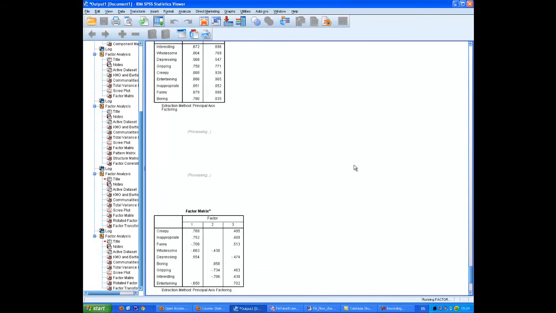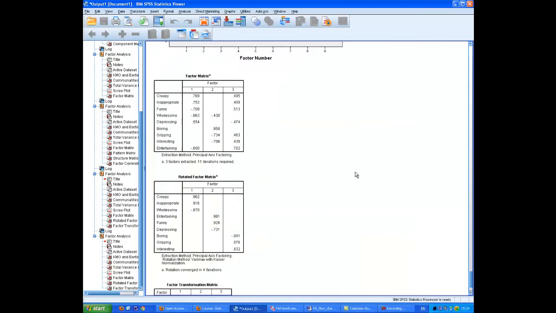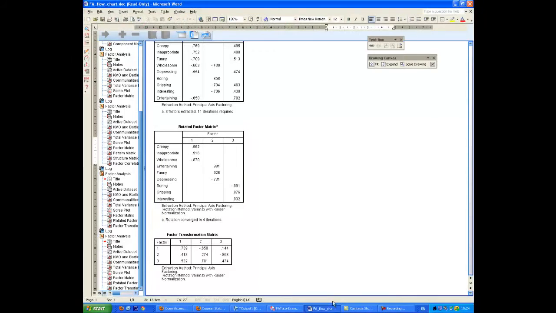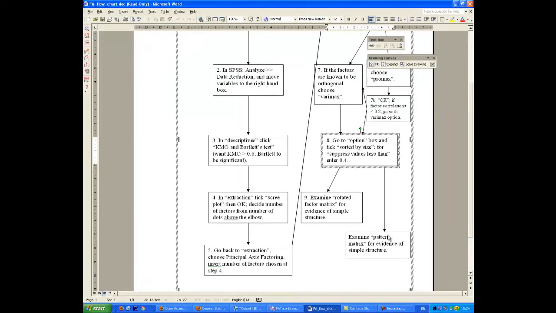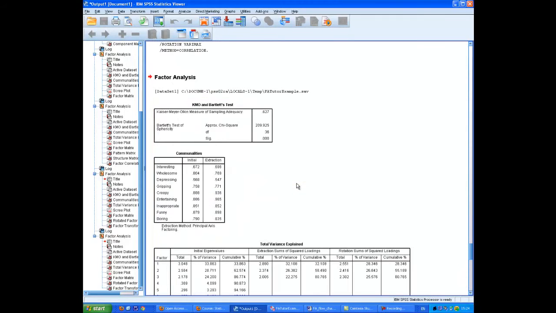And now at last we're getting an output which is going to be meaningful. And in fact, we look at the rotated factor matrix, and this shows us a very simple structure. We've gone down the varimax route, so we're at box 9 at this stage. And it says, examine the rotated factor matrix for evidence of simple structure. If by chance we had actually decided to go with the Promax output, I'll just show you what that means.